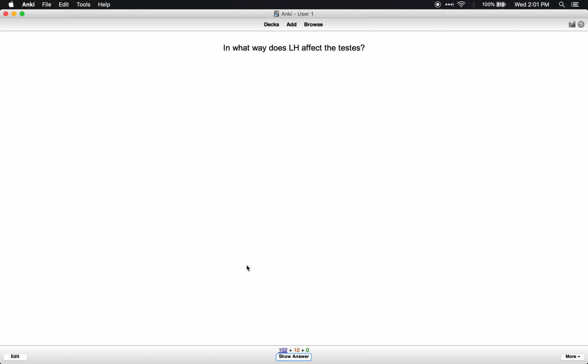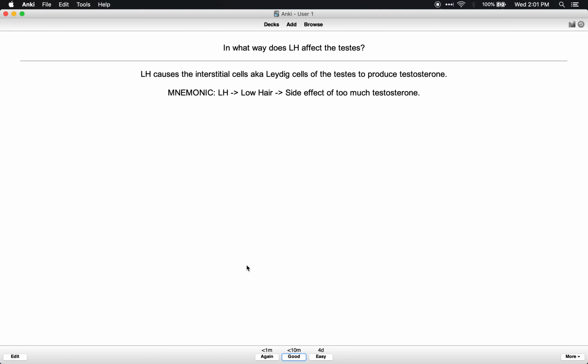In what ways does LH affect the testes? It causes the interstitial cells, which are known as the Leydig cells, of the testes to produce testosterone. Nice.